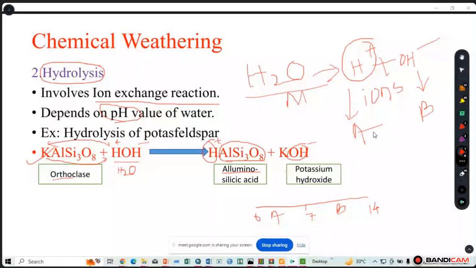That means acidic water helps weathering much more than basic water. Okay, so it depends upon the pH value. Can you understand?